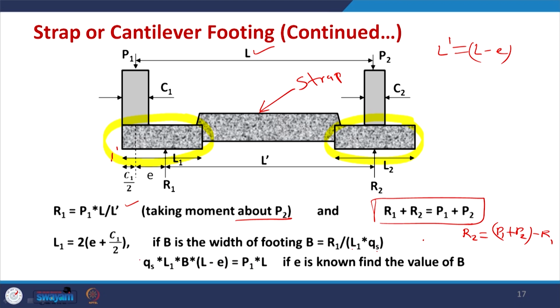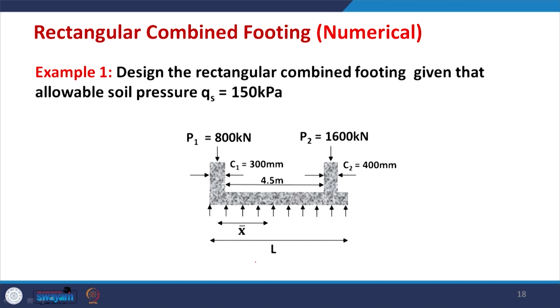So, directly from this equation you can get the value of B, because L1 is already found out. Once you know B and L1, that means the design of the footing is completed. So, this completes all the 3 types of footing. Now, let us discuss some numerical examples one by one on each footing.